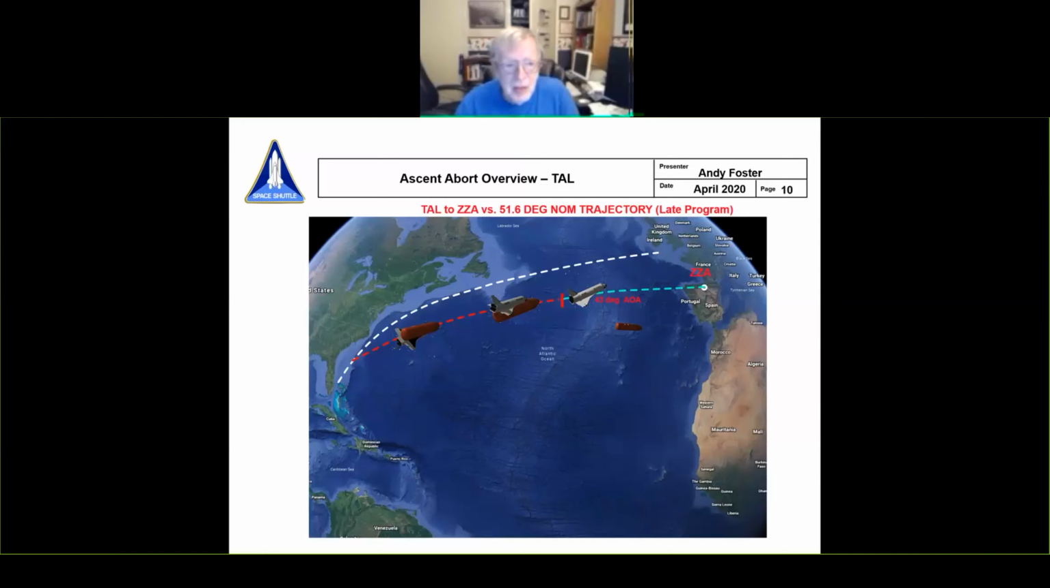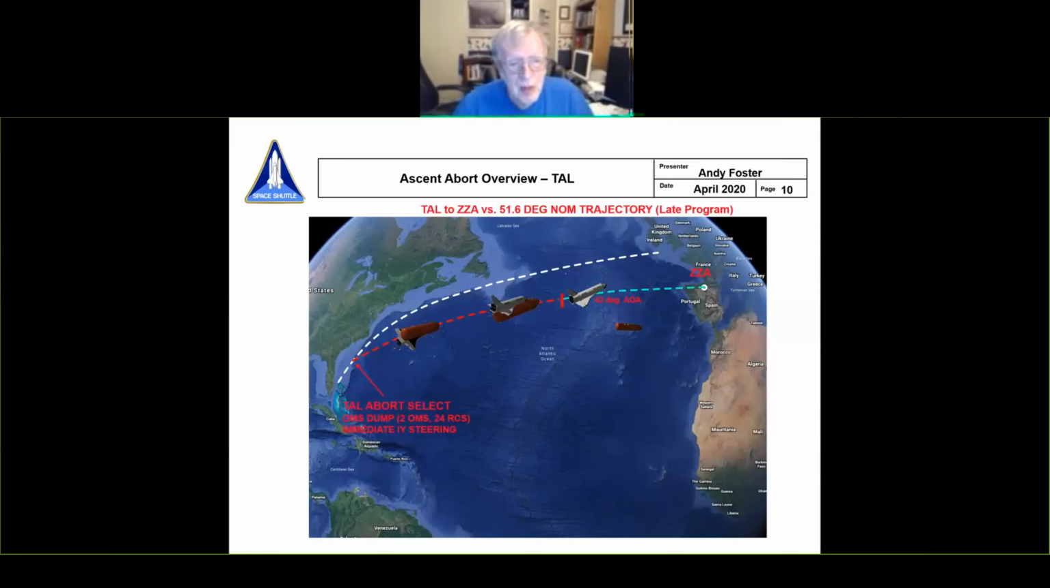So what I've got on this slide, if you look, the white line here is essentially a 51.6 representative trajectory to go into ISS. And then the red line here is the powered flight TAL trajectory, and then the green line is the entry trajectory for TAL. And this is a representative trajectory going to Zaragoza. So the very first thing that would happen when the crew boarded TAL is two things. The TAL flag would get set in the software, actually three things, and then the OMS dump would start.